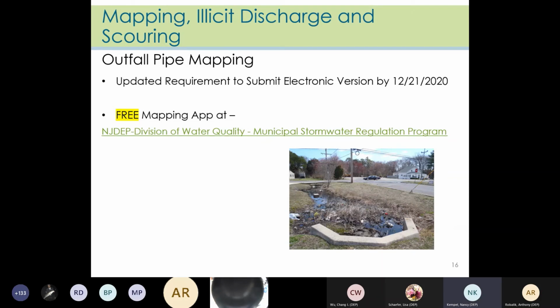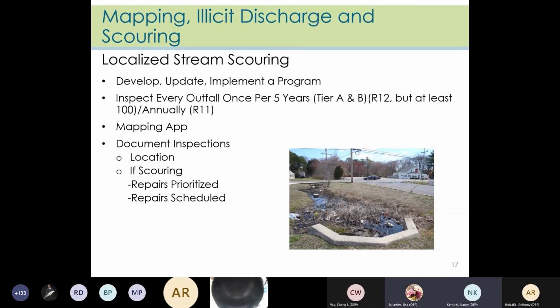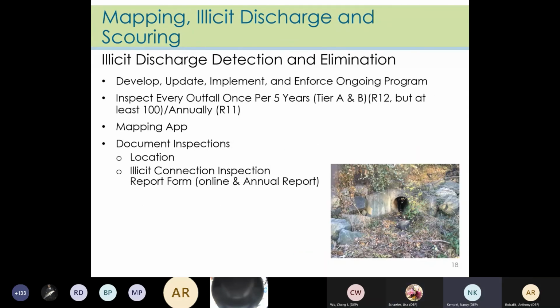And to inspect the areas around those outfall pipes for stream scouring. They must be inspected at least once every 5 years, and repairs must be prioritized and scheduled. There was a requirement to have an outfall pipe map in previous permits. This last renewal permit requested a copy of the map to be submitted and also to have the map converted to an electronic version by 12/21/20. There are a number of towns that we've received, but there is a larger number of towns whose electronic maps we have not received.